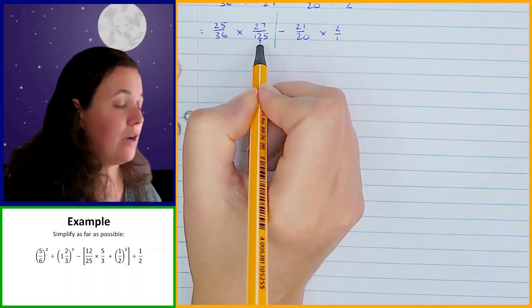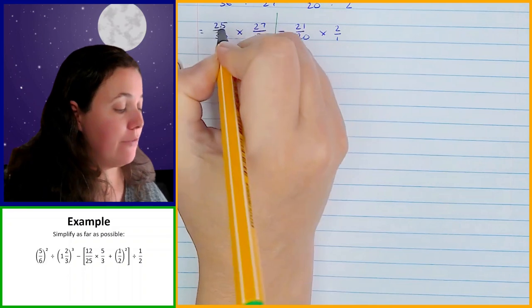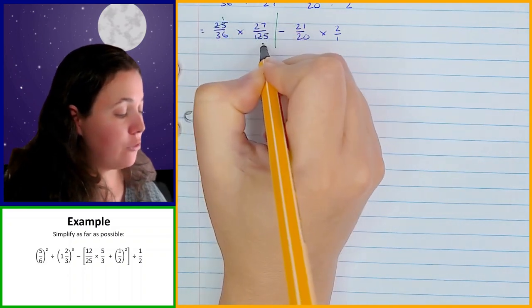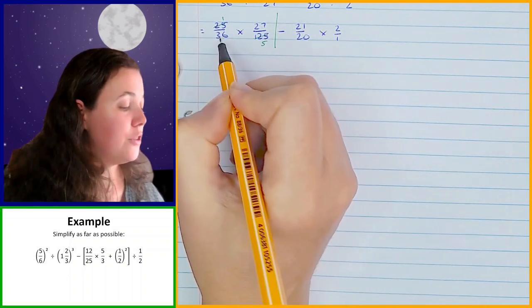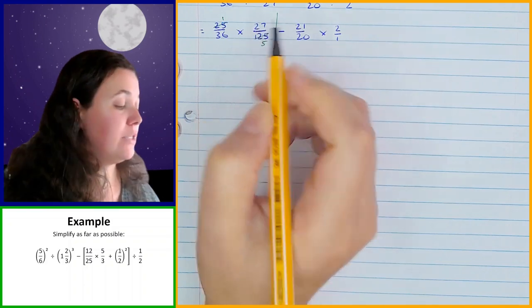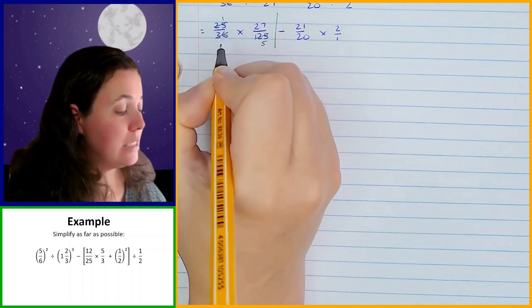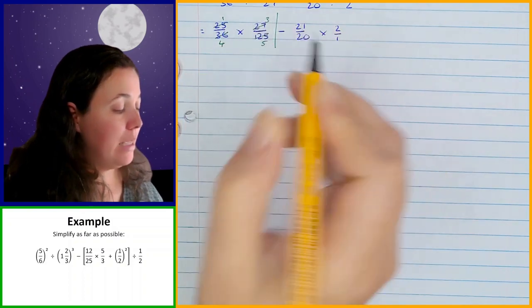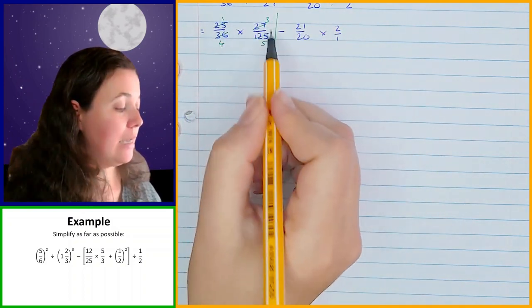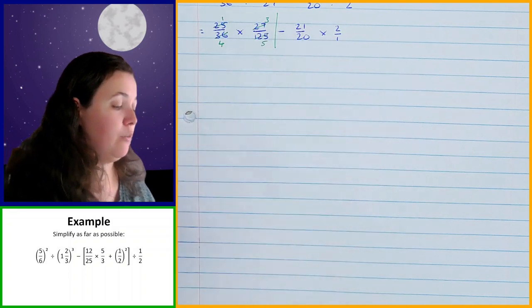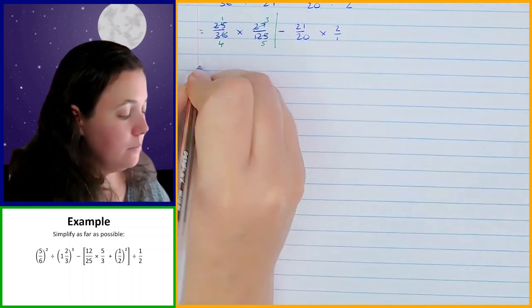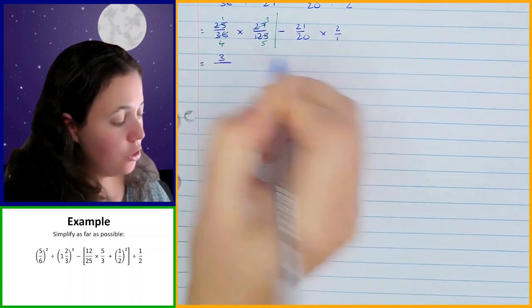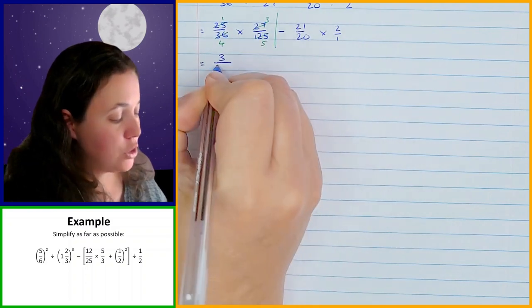25 and 125 are both divisible by 25. 25 goes in there once and 25 goes in there 5 times. Then 36 and 27 are both divisible by 9. 36 divided by 9 is 4 and 27 divided by 9 is 3. So for this over here, I end up with 1 times 3, which is 3, over 4 times 5, which is 20.